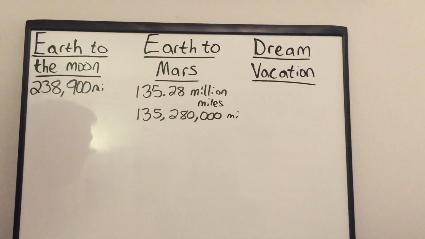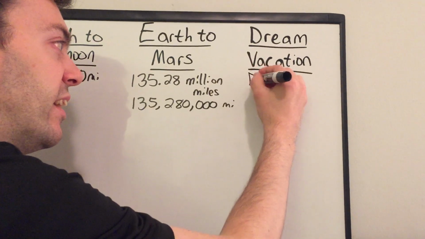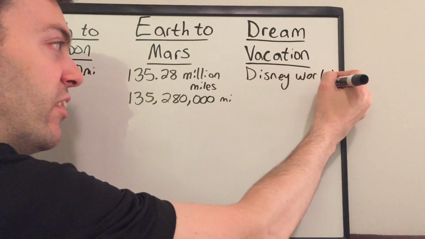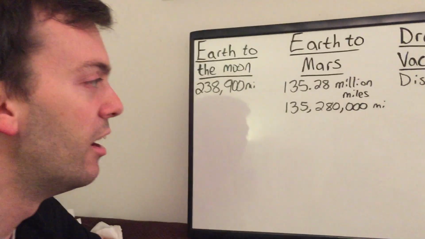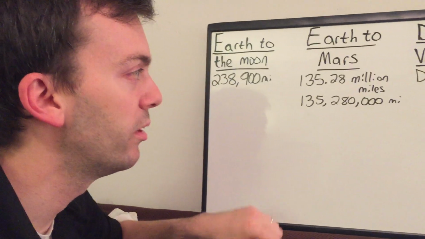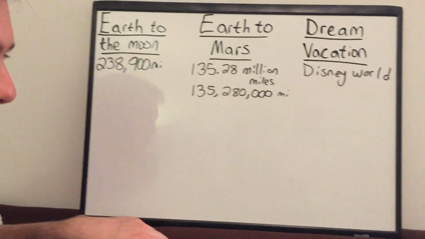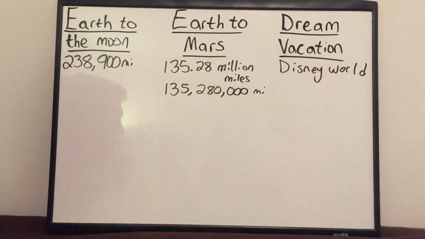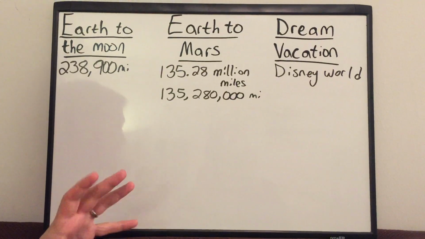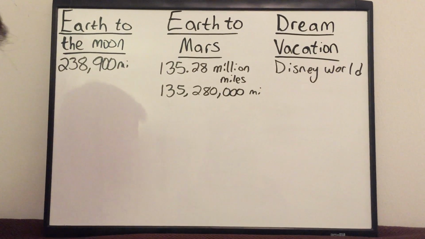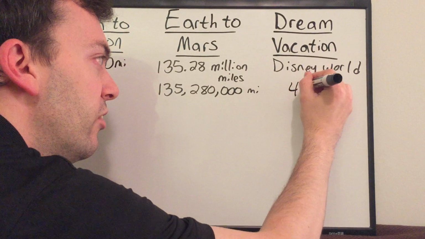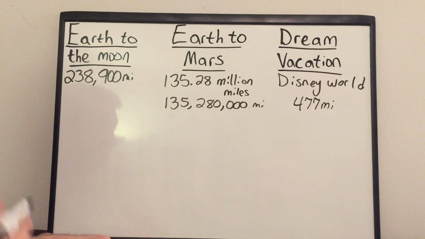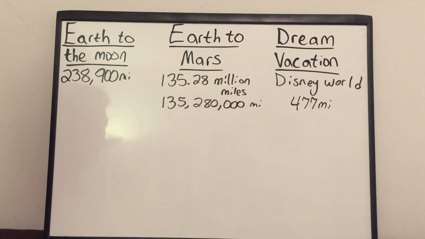And then the last part, dream vacation. My favorite dream vacation is Disney World, in case you haven't figured that out from my previous videos talking about Disney Plus and stuff. Now, when I looked that up, I looked at Waze, or you could look on Google Maps, or just Google it and see how far it is from your house, whatever your favorite vacation spot is. For me, Disney is 477 miles away from my house, so I'm going to write that down. And now I got my 3 distances.